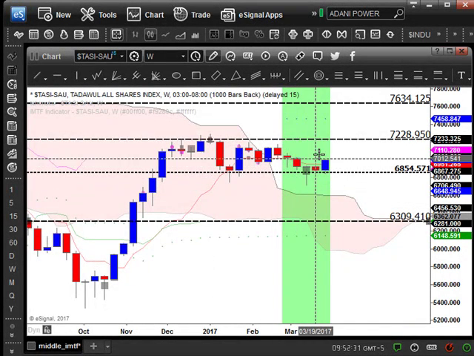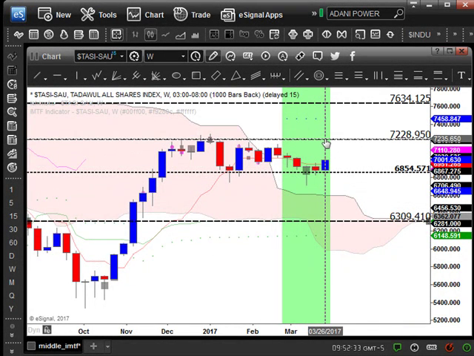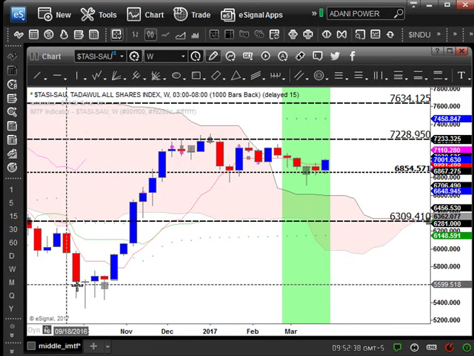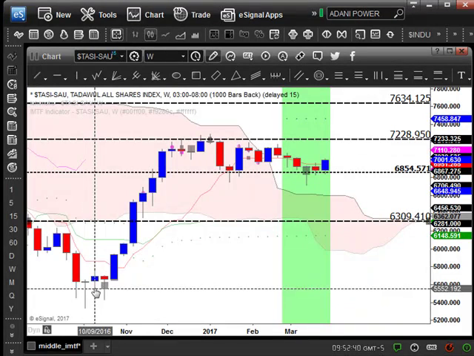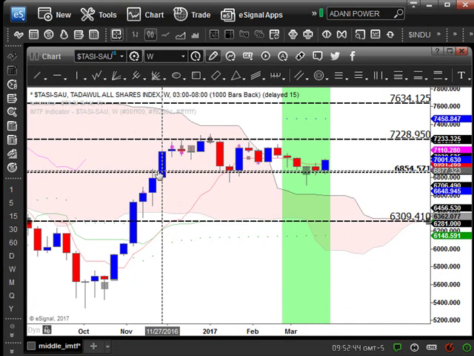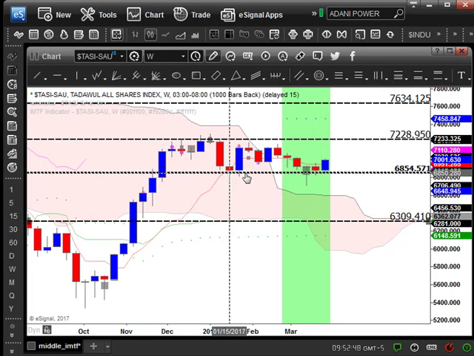The key is that this resistance has to start breaking soon. If it doesn't, then this is going to make the market weak. You had this bullish momentum after you bottomed out in October of last year. Now it needs to follow through. It's been consolidating pretty much from December to now, which is not a good sign.